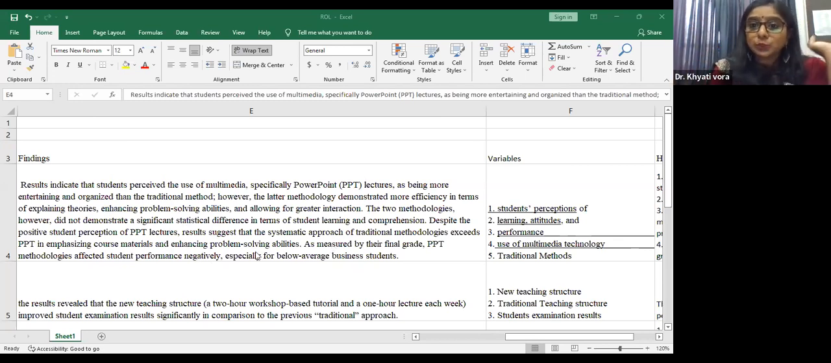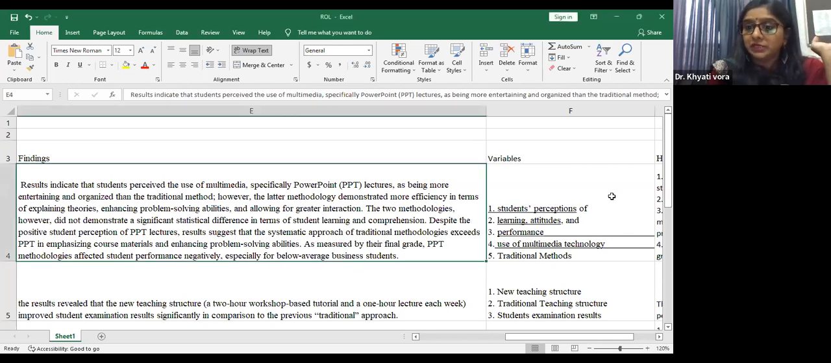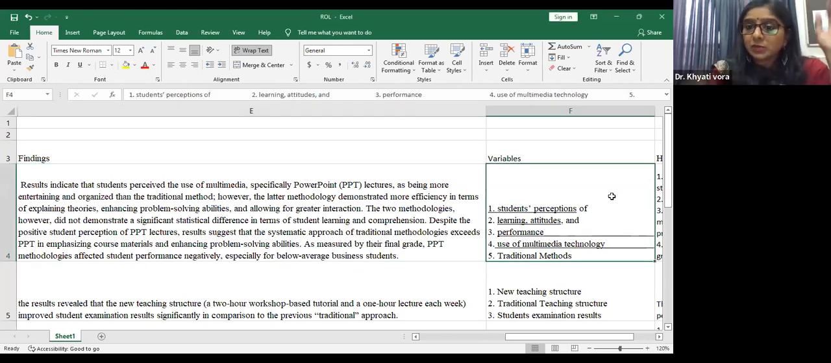So my sweet way of doing is, first, any research paper that you are reviewing, first have a habit to write down the variables. So looking at the objective and the findings, I have noted down the variables. So in this, what are the variables? It is students' perception for the teaching methodologies. Then they are talking about learning attitudes. Then they're talking about performance. Then they are also talking about use of multimedia technology as a teaching method and traditional method.